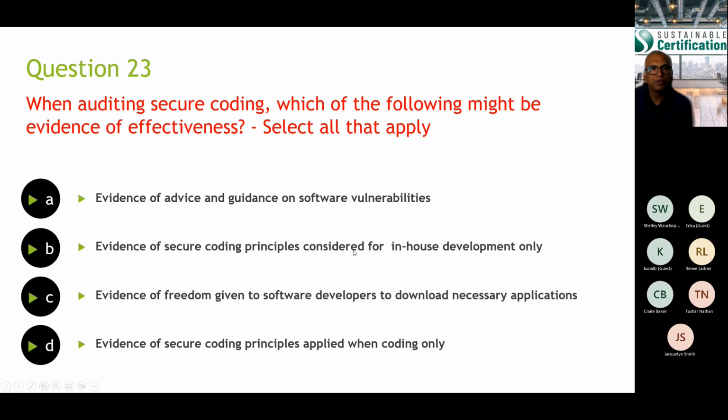Evidence of secure coding considered for in-house development only, that is not correct. Evidence of freedom given to the software to download, that is again not correct. We are not going to audit that part. Evidence applied for only coding, again, no. The overall whole life cycle has to be considered. So only A is the correct one.